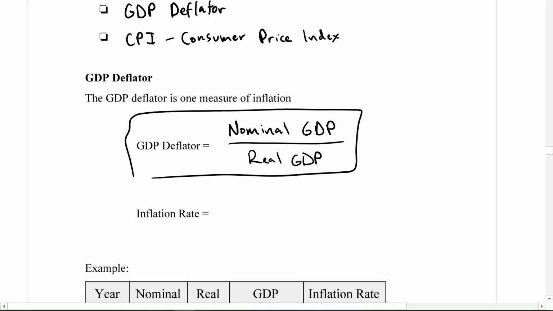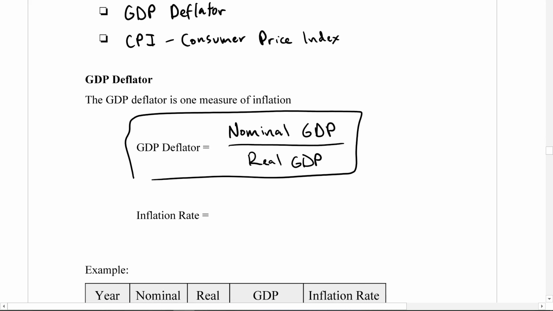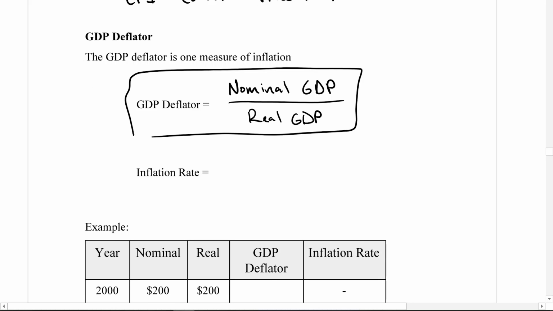Okay, and the inflation rate is, again, just the percentage increase in the price level. So we can say, let's just say deflator instead of GDP deflator, but deflator during time period t over the deflator in time period t minus 1, all minus 1. Okay, that's one way to do it.